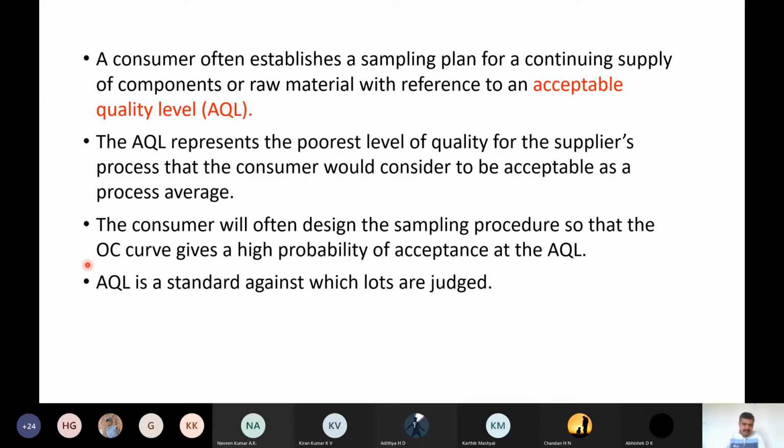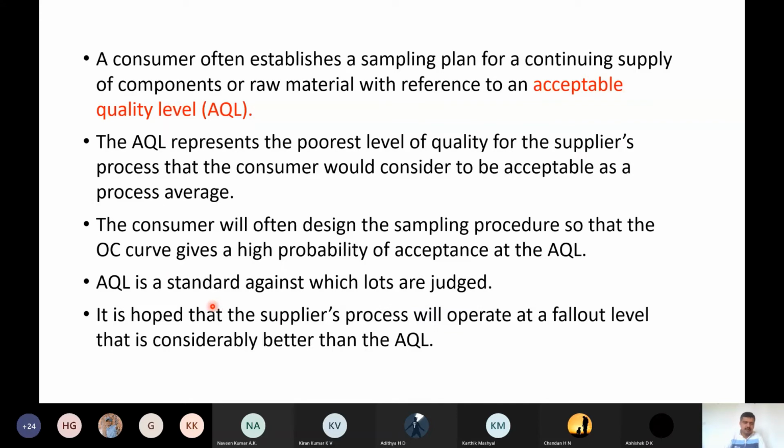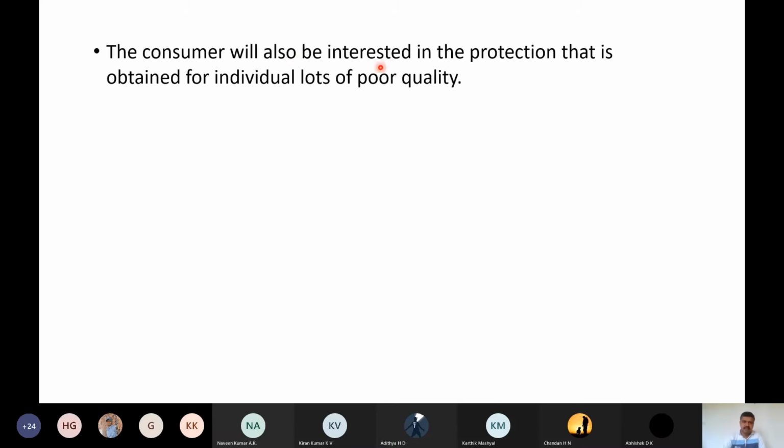Acceptable quality limit is a standard against which lots are judged. It is hoped that the supplier's process will operate at a fallout level that is considerably better than the acceptable quality level. The consumer will also be interested in the protection that is obtained for individual lots of poor quality. Here a sampling plan will be for a number of lots, based on an average value. Both supplier and consumer are making transactions. That means they are procuring parts and processing them continuously.